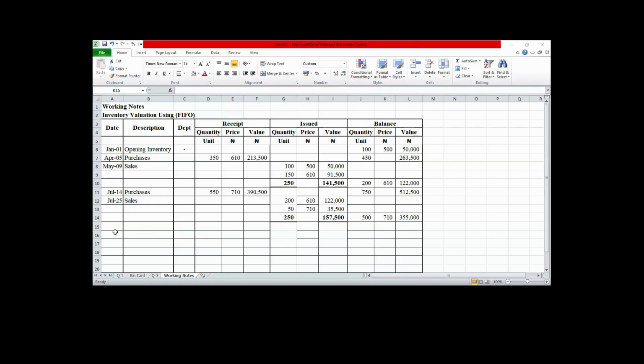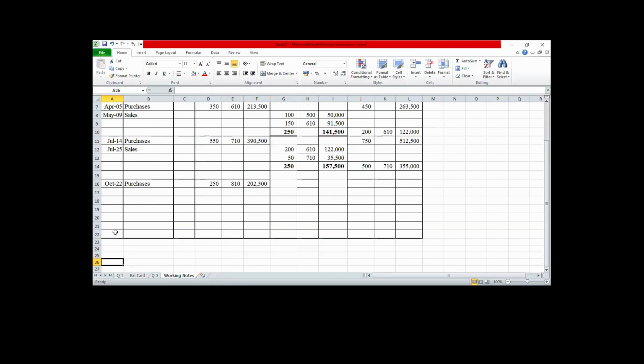Okay. The next one. October 22. What do we do? Purchase, sir. How much quantity do we purchase? 250 units. At what price? 810. What is the value? Is it clear? 202,500. Yes, sir.